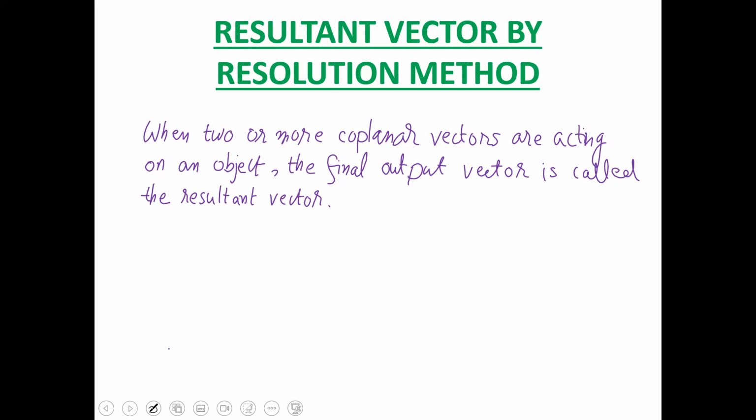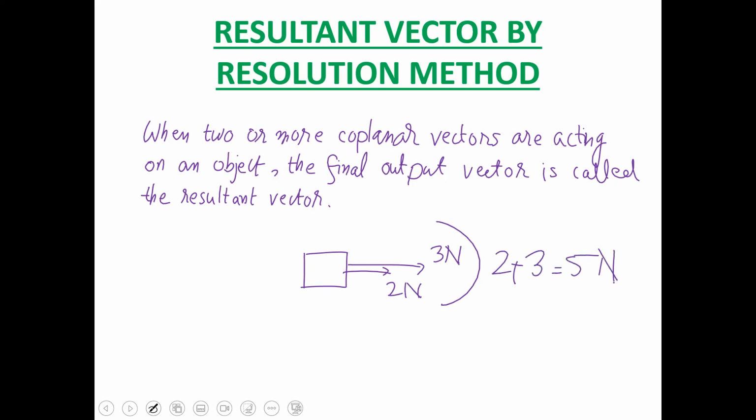What is a resultant vector? When two or more vectors are acting on an object, their final output is called the resultant vector. We have copied this definition before also. So suppose that there is 3 Newton and there is 2 Newton. So you will say that the resultant vector is actually equal to 5 Newton.